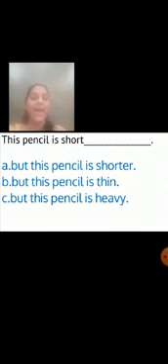Yes, very good. We add ER. So which option is correct here? Yes, option A. That is, but this pencil is shorter. We just add ER to the word short. So now it has become shorter. Okay. So read the full sentence now. This pencil is short, but this pencil is shorter.